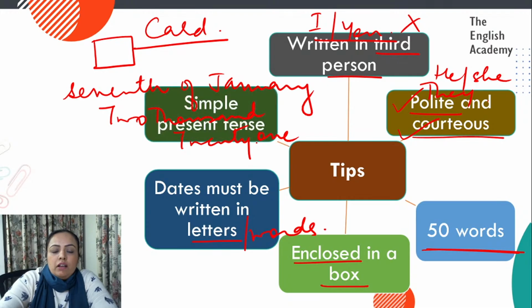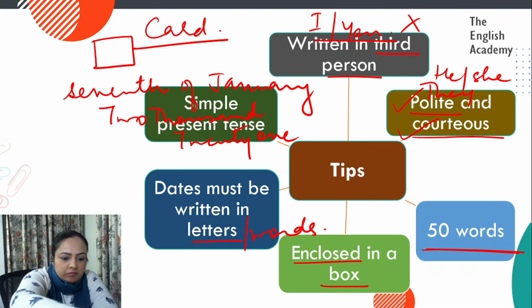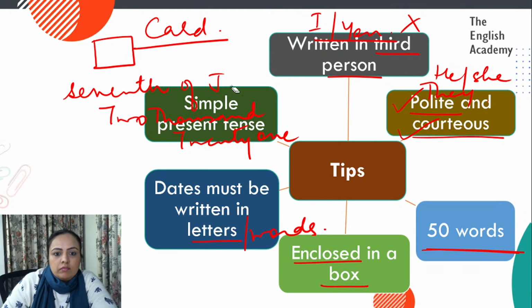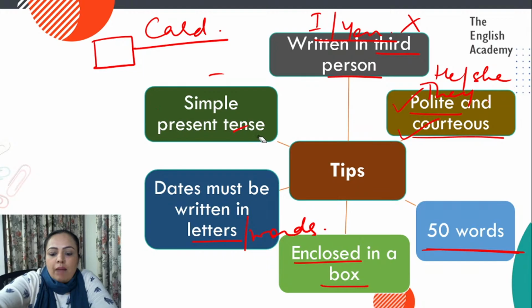Now we have another important tip, that is you have to use simple present tense. Okay, just try and use simple present tense, that is this happens on this date and you are invited to this function. इस तरह से आपने सिंपल प्रेजेंट टेंस यूज करना है. जब हम एक एग्जाम्पल डिस्कस करेंगे, things will be clearer for you.